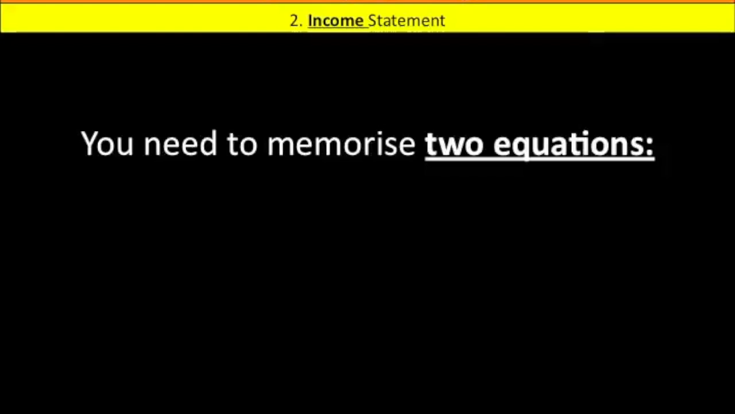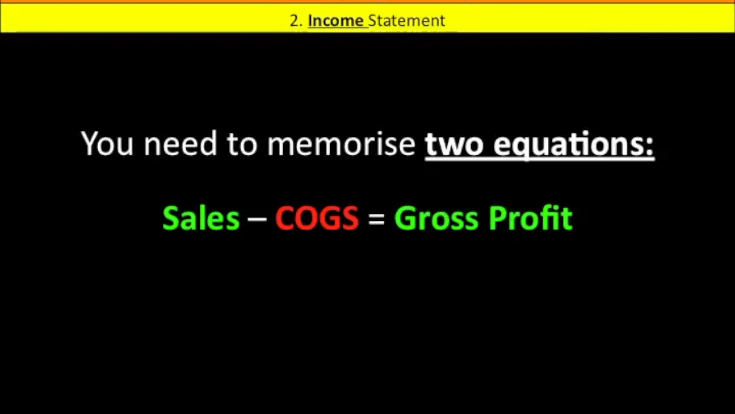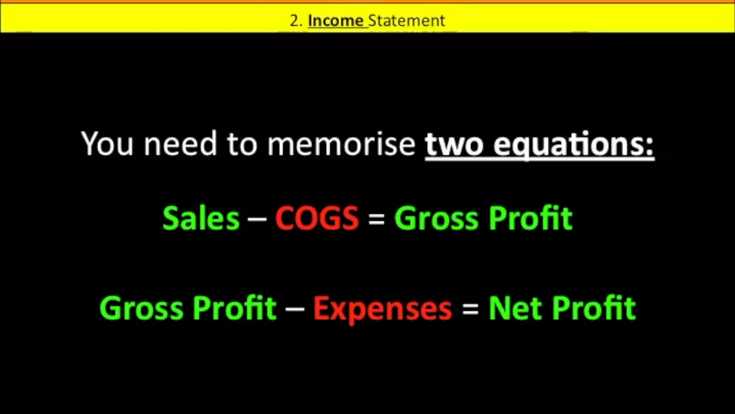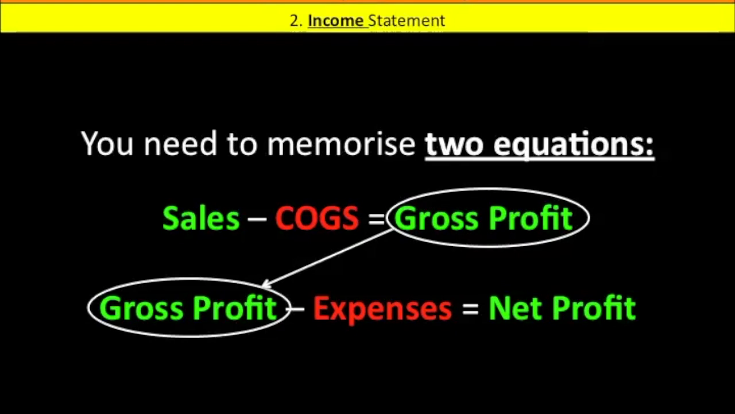An income statement, you need to memorize two equations here to really understand what the income statement's trying to do. Firstly, your sales minus the cost of goods sold, I'm going to explain that in a sec, equals your gross profit. Once you've got your gross profit, if you then minus expenses from there, you end up with your net profit. So the end of the first equation is the beginning of that second equation. Sales minus COGS is your gross profit. Now once you've got that, you minus expenses from there to get your net profit.